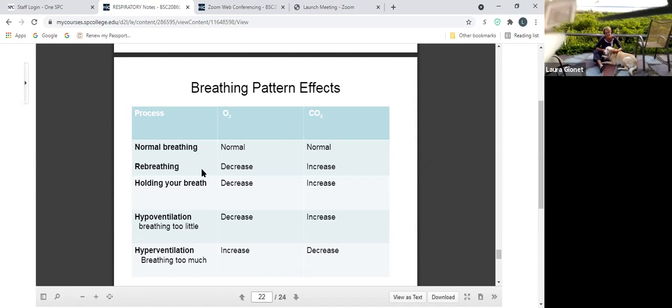Now, you don't want to do this in a plastic bag. There's a certain amount of that gas that is going to be pushed out the walls of the paper bag because it's not completely sealed. But when you do that, what's called rebreathing, the oxygen levels will slightly decrease and the carbon dioxide levels will increase. Holding your breath is the same way. So rebreathing lets you have more exchange. Holding your breath means you stopped that ventilation process, so the oxygen levels are decreasing and carbon dioxide levels are increasing.